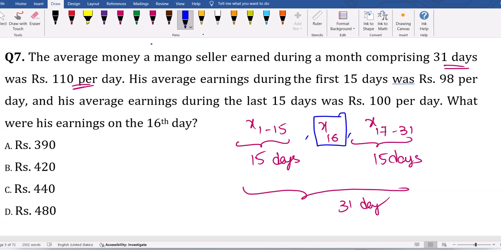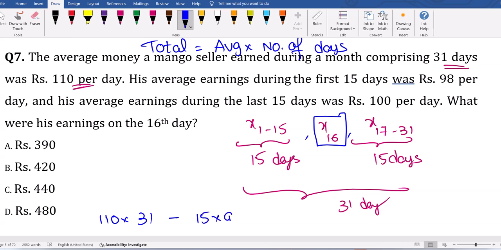So what is the total, sir? Average is sum divided by the number of days, so total is average into number of days. Among the total 31 days, the average is 110, so 110 into 31. Remove the first 15: 15 into 98. Remove the last 15: 15 into 100. Then that 16th day will be obtained.